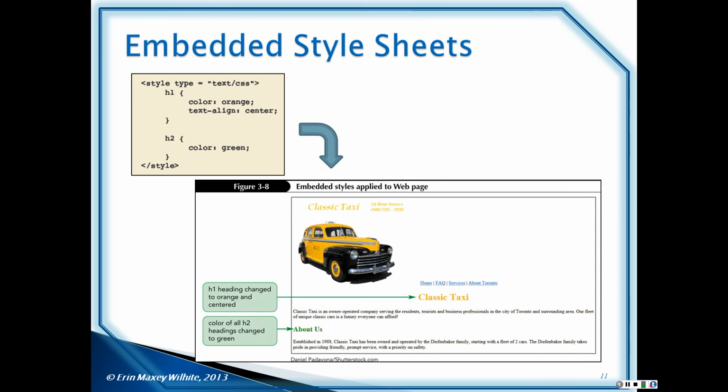And you can see in this example that H1 is a heading, and that we're going to say the font color is orange. Except in CSS you don't say font color, you say color. And we're going to say that it's aligned in the center. And then we're going to say for H2s, they're going to be green. And you see here in the page the result of those commands.